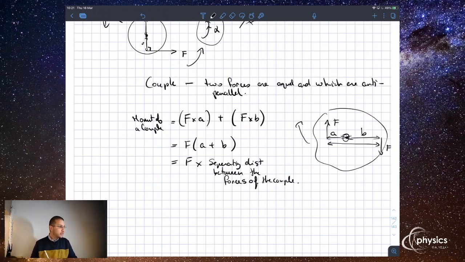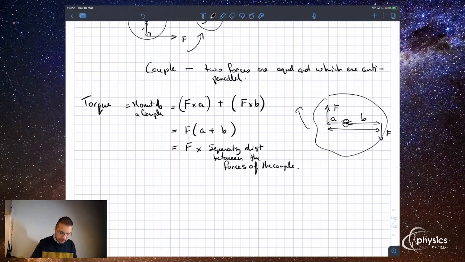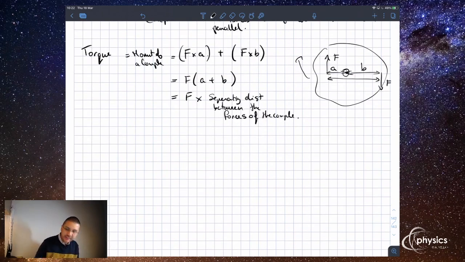Now, the moment of a couple has a special name. All right? We call the moment of a couple a torque. And it has also a symbol. The symbol of a torque is T in Greek. And T in Greek is the letter tau, which is written like this.